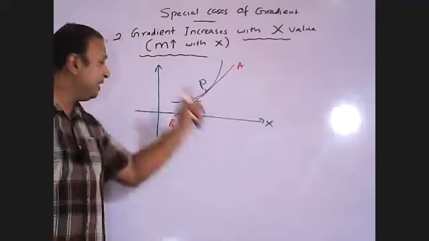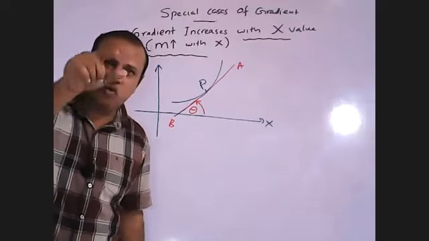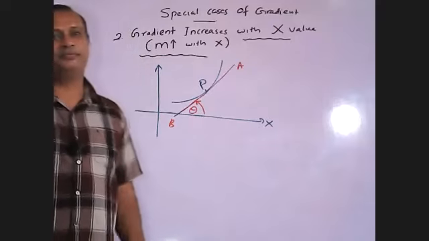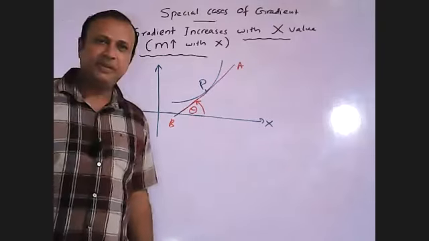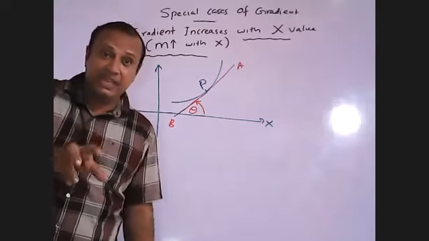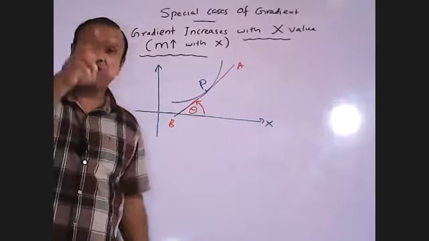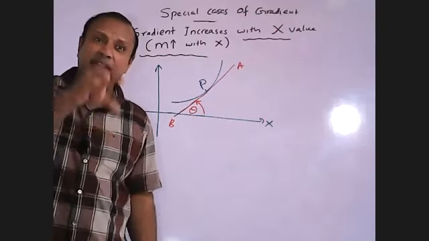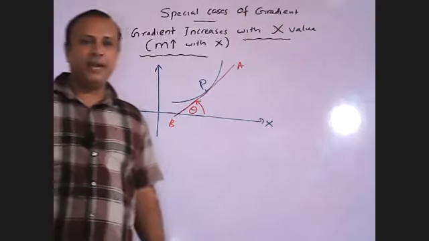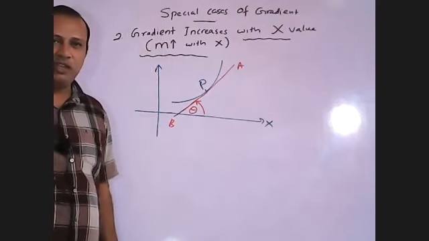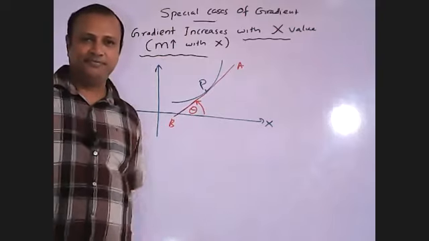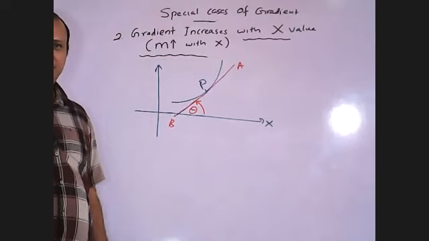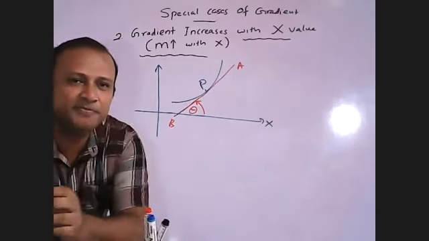So theta is an angle between two straight lines. Is that clear? Then tell me, if theta is an angle between two straight lines, then what will be its range? The range of theta. What is the range of theta?